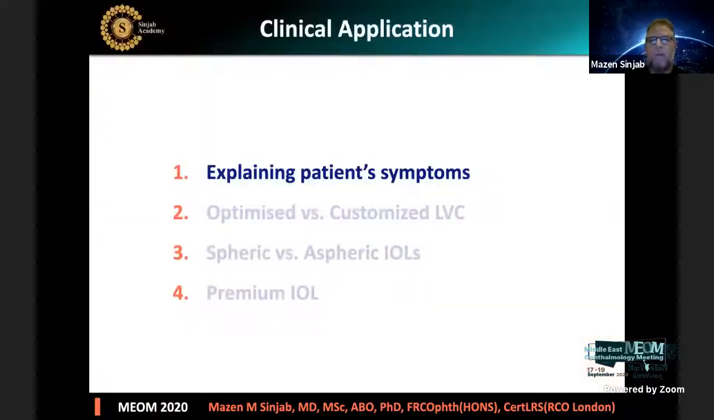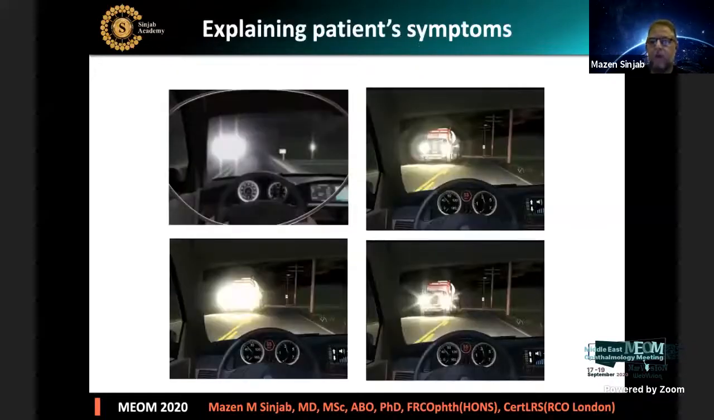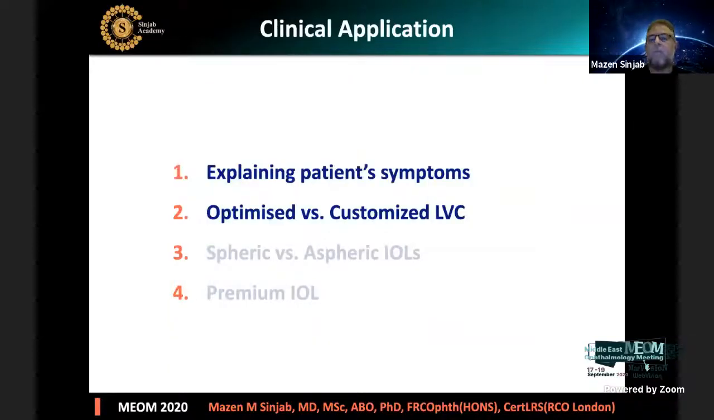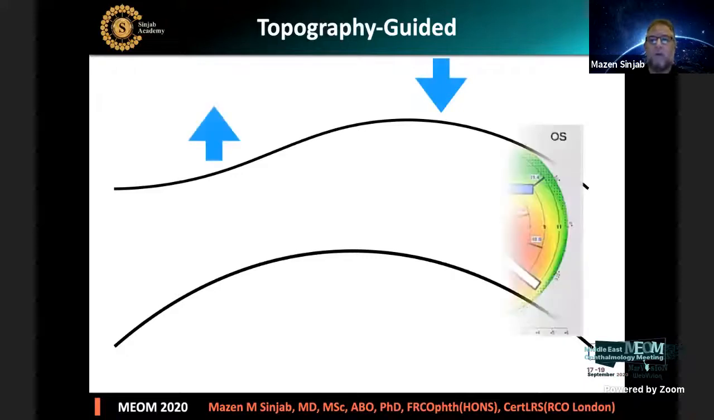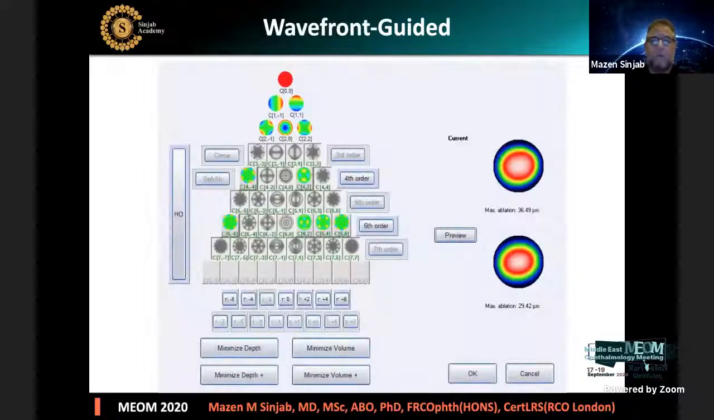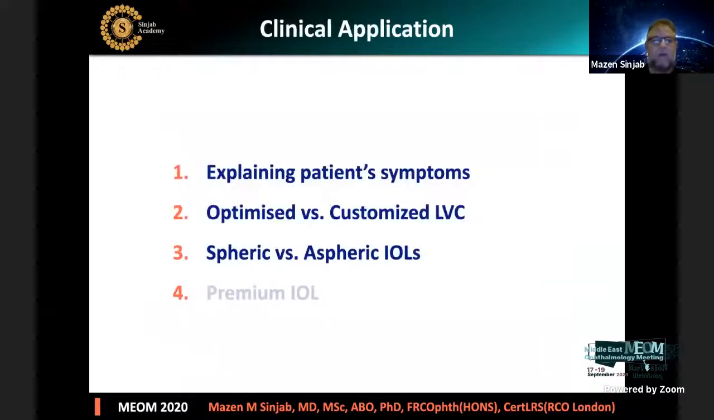So when we study the high-order aberrations, this explains the patient's symptom. Maybe the patient is suffering from halos, glare, or something. We can select between optimized and customized laser vision correction because whenever there is high order aberrations, and of course, more than 85% of high order aberrations are of corneal origin, it means that there are corneal irregularities. So we may go for topography guided treatment in order to regularize the cornea, or wavefront guided treatment, which is a topography guided treatment, of course, by this machine, the Schwind.